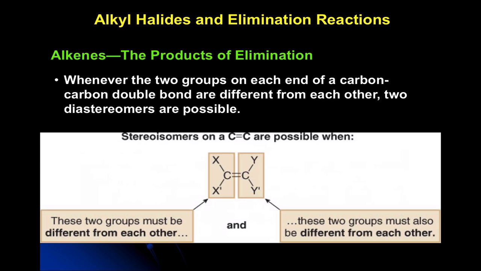Now you have stereoisomers when the groups that are attached to the alkene are different. Okay, so that's pretty easy to see. So if you have an X and an X prime, a Y and a Y prime, you can have stereoisomers. If you have X and X, you will not have stereoisomers, right? Because you won't have cis versus trans. So these groups must be different from each other.